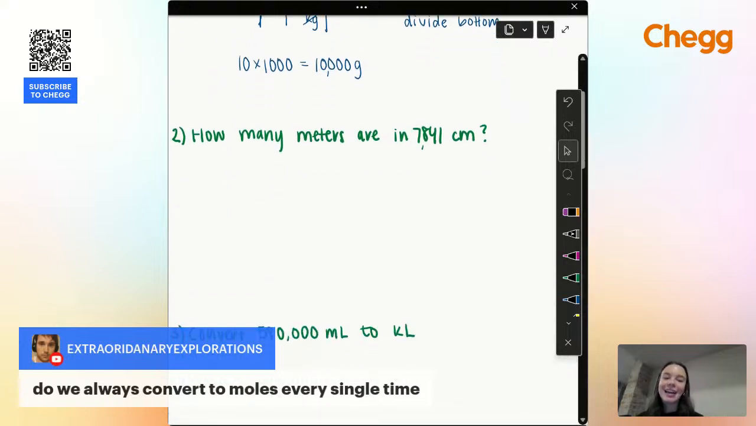The calculators are a very big part of stoichiometry, so definitely get a good calculator.